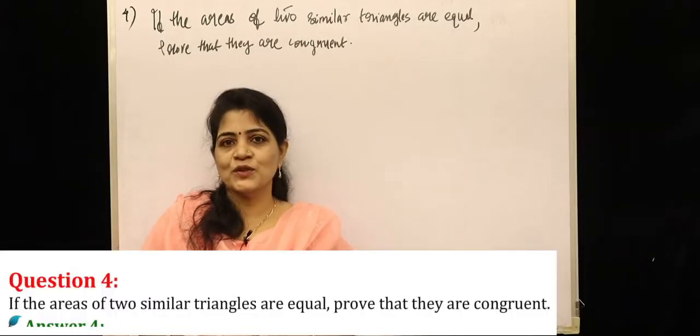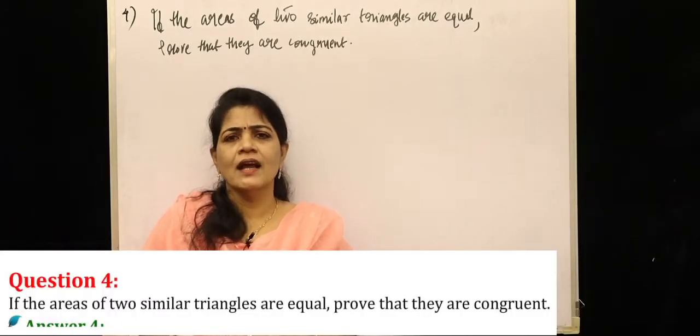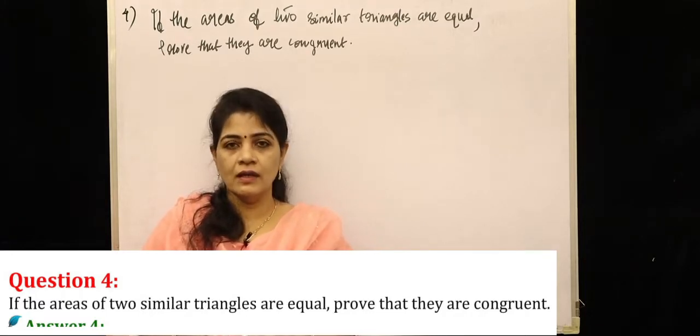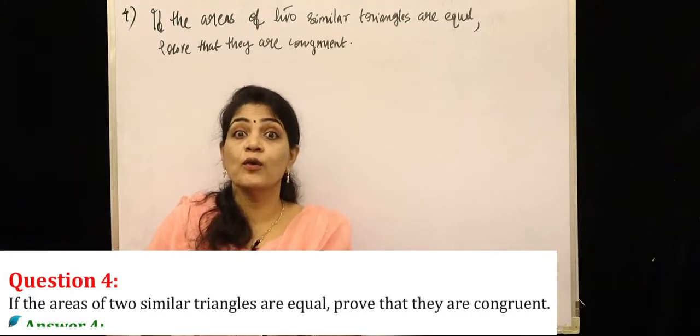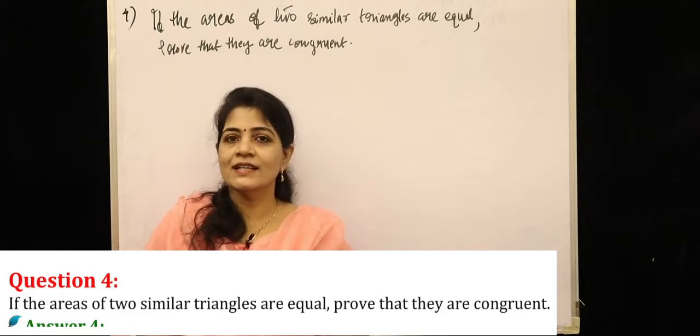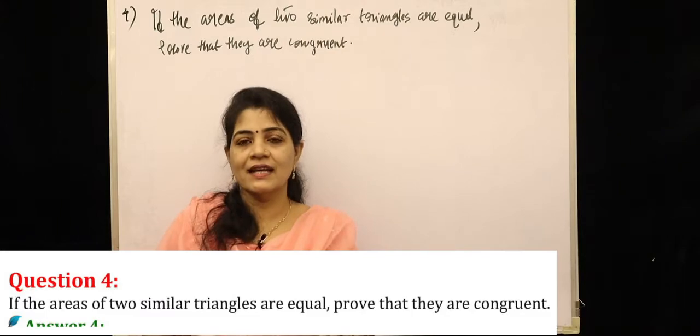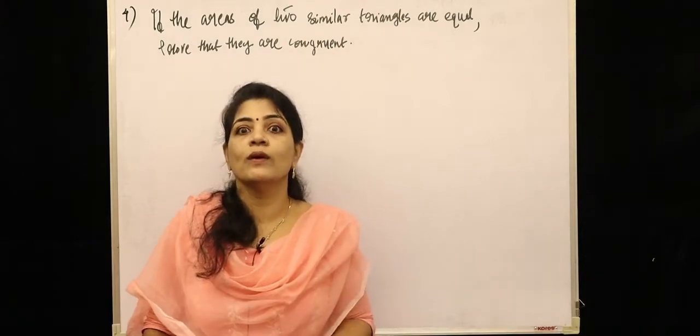Now we are solving the fourth question. It's a very simple question. See, if areas of two similar triangles are equal, show that they are congruent. What is given, children? We have two similar triangles and their areas are equal.